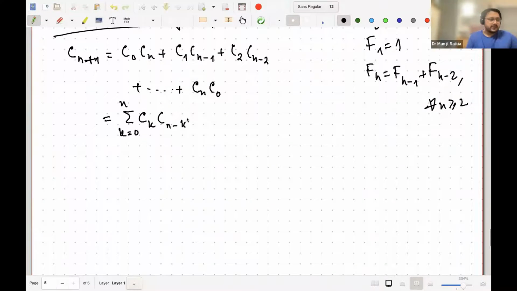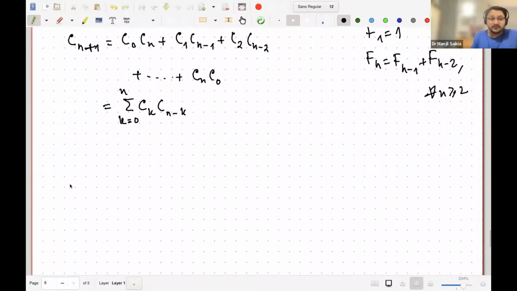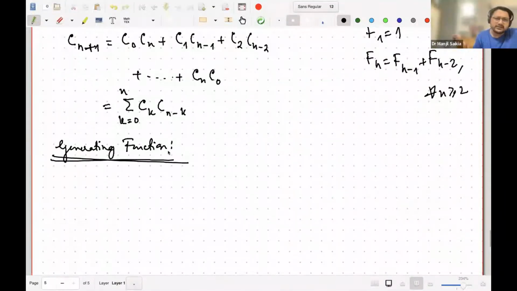But before that, I want to introduce the concept of a generating function for you. I understand that this is probably too many new things, but the idea for me was that I introduce you to certain keywords and then you can on your own look up these things. So what is a generating function?